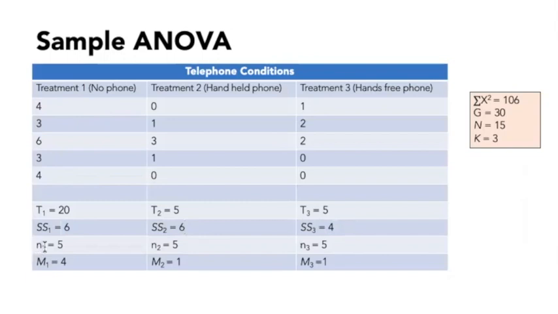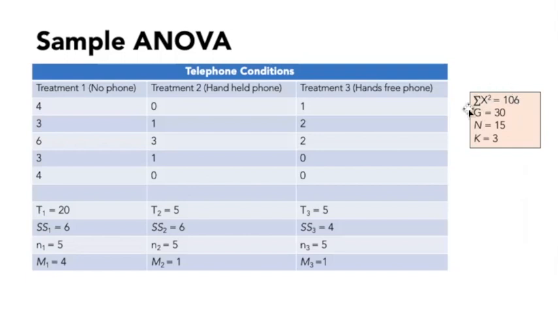Now, what is our n? Simple, n represents the number of cases in the treatment group. So n is 5 for all the 3 groups, and M is the average. M1 is 4, M2 is 1, M3 is 1. So sigma x squared is 106.